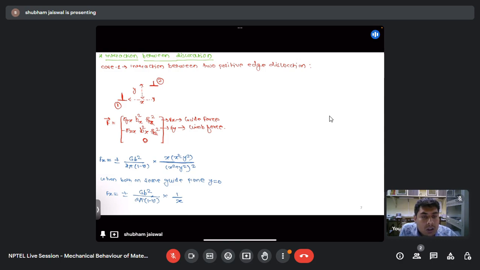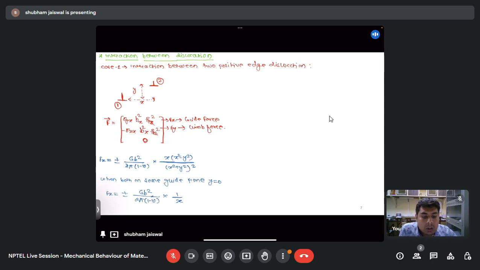Whereas if we consider dislocations of the opposite nature, the net Burgers vector will be 0 and the energy will be 0, which is less than 2 alpha Gb square. So it is energetically favorable. So in short, with the same nature they will repel, and with the opposite nature they will try to attract and annihilate. This is the condition when both dislocations are on the same glide plane.